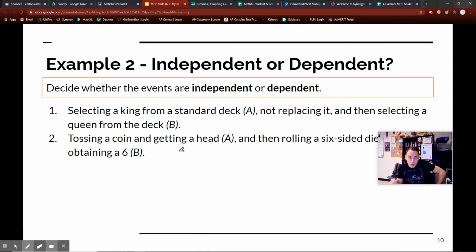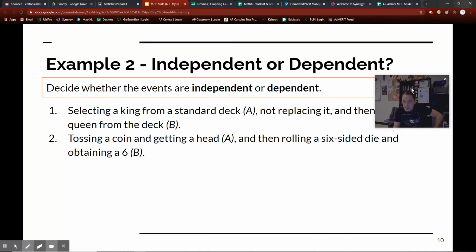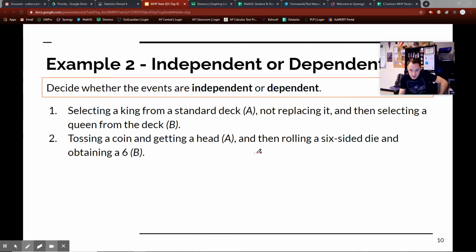Now, tossing a coin and getting a heads, that's the first event. And then rolling a 6-sided die, obtaining a 6. So watch this. What's the probability of rolling a 6? Well, that's 1 out of 6. Now, what's the probability of rolling a 6 given that I toss a heads? Well, the probability of rolling a 6 given that I toss a heads is still 1 out of 6. So this is what we call independent.